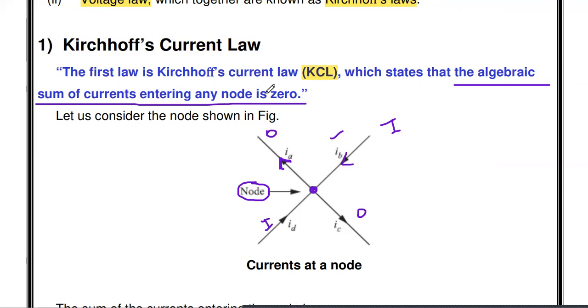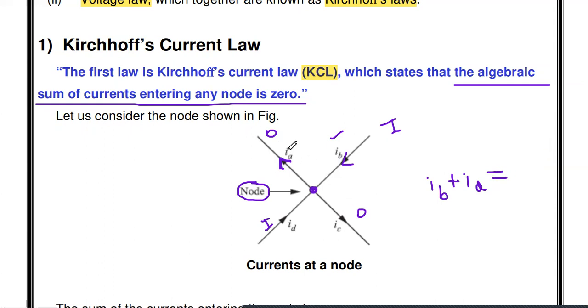According to KCL, the sum of incoming current is equal to the sum of outgoing current. So here, what are all the incoming currents? IB is incoming, ID is incoming. So you just add the incoming currents, IB plus the other incoming current ID. These are all the incoming currents. This addition of the incoming currents is always equal to the sum of outgoing currents.